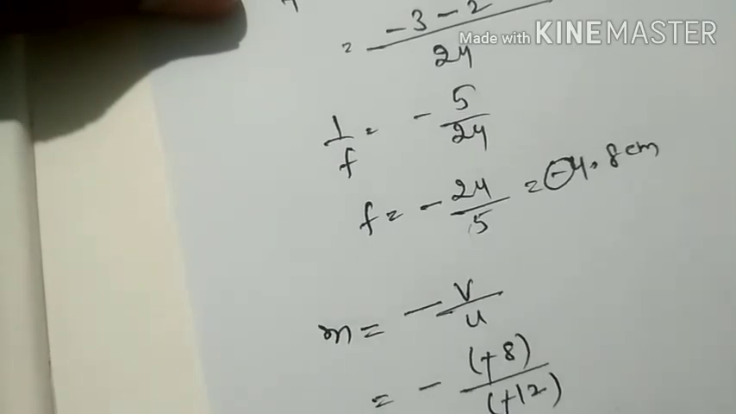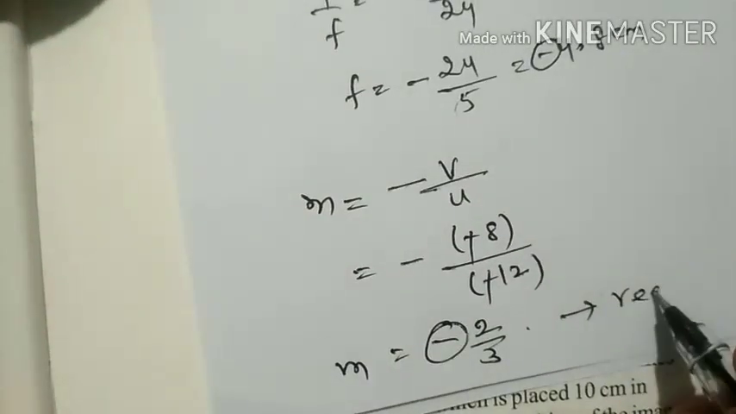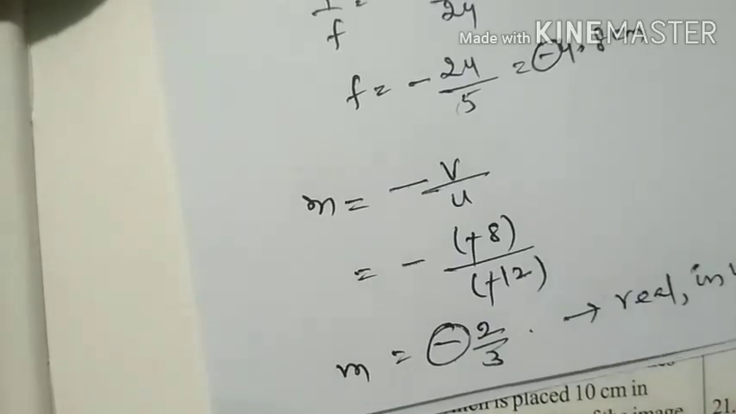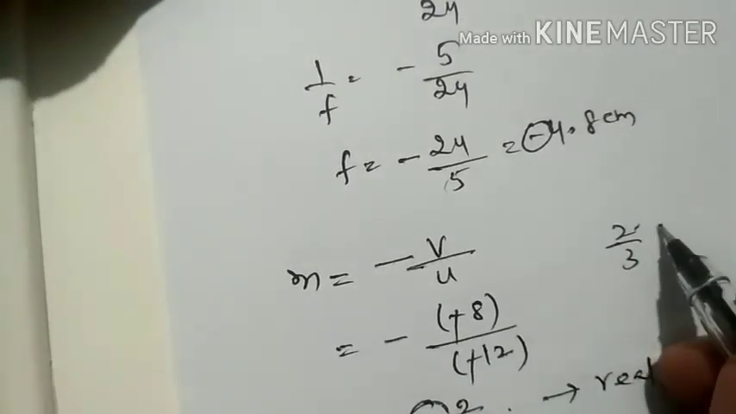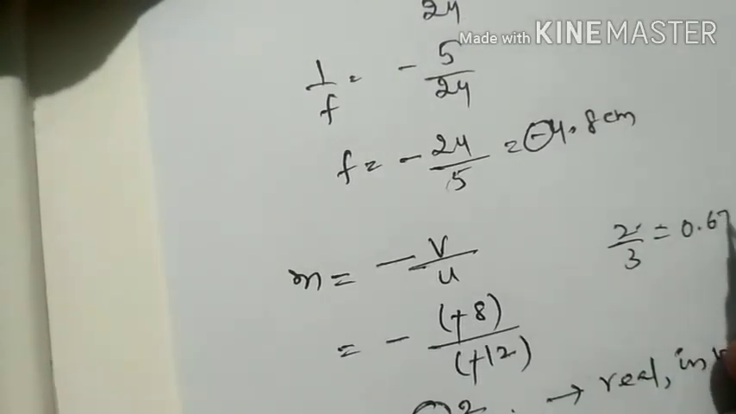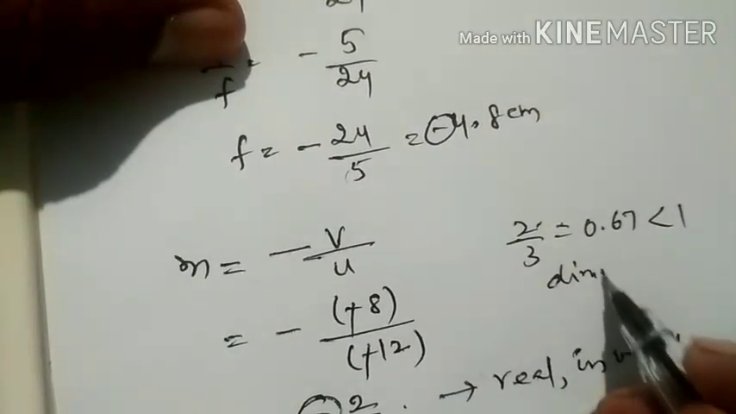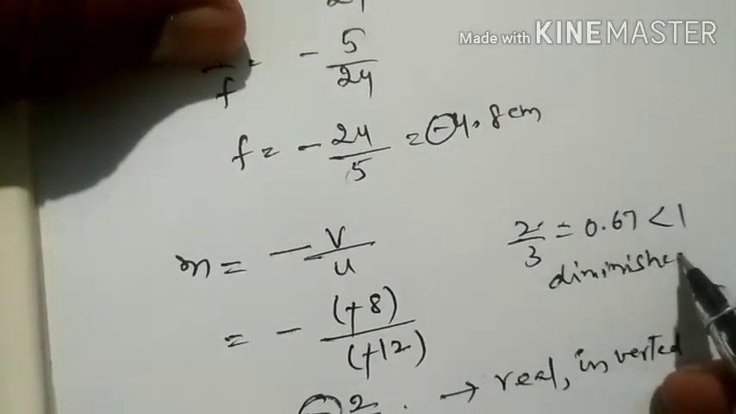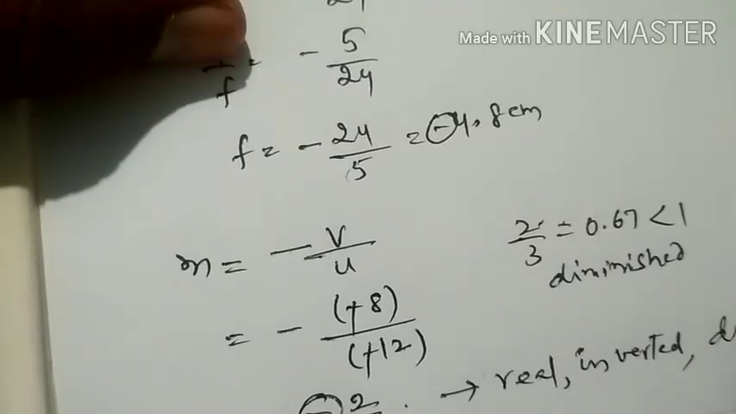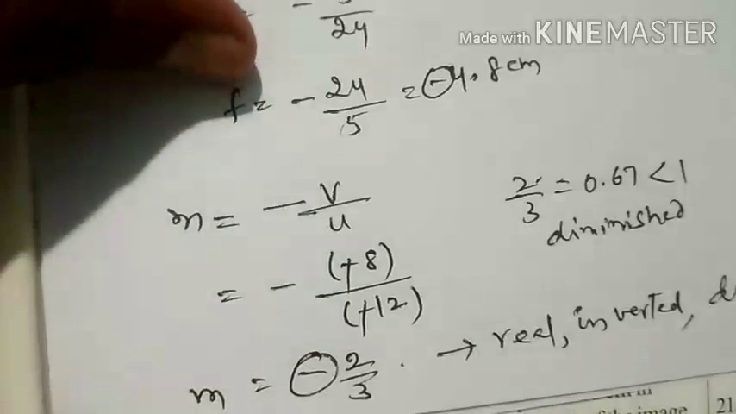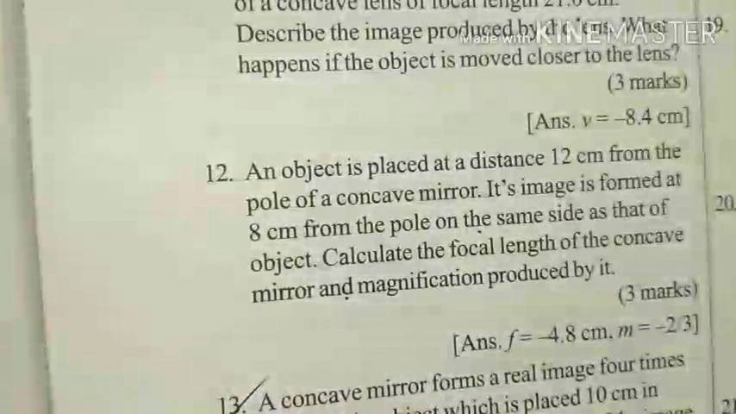What is the nature of the image? Real. Magnification is minus means real and inverted. And 2 by 3, which is 0.67, is less than 1, so it is diminished. So it is real, inverted and diminished. Like this we can know the nature of the image.